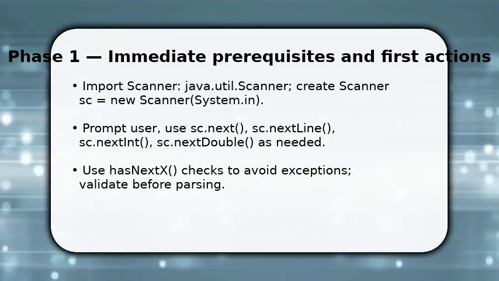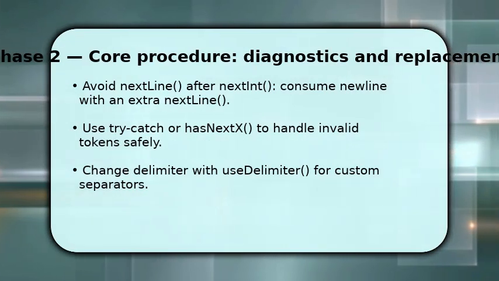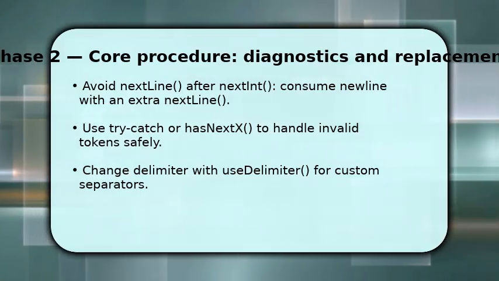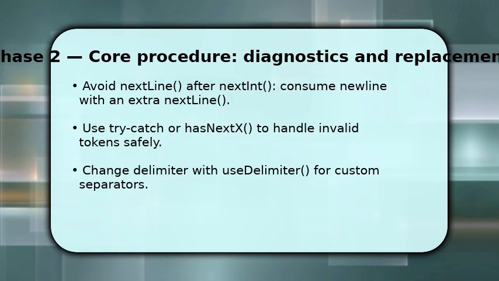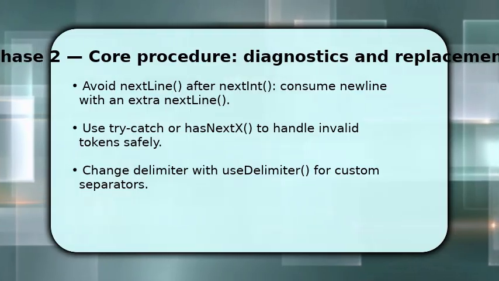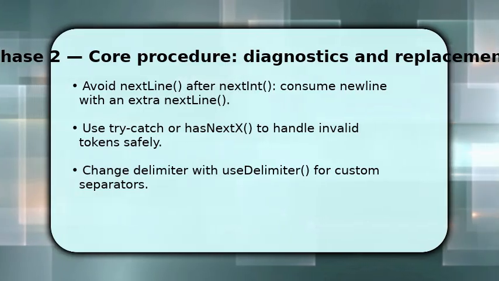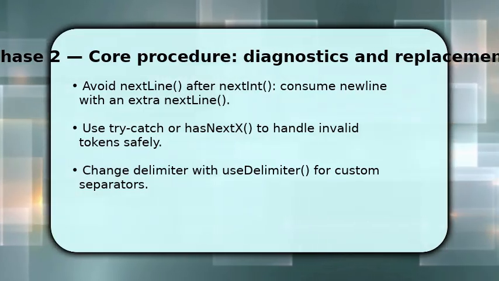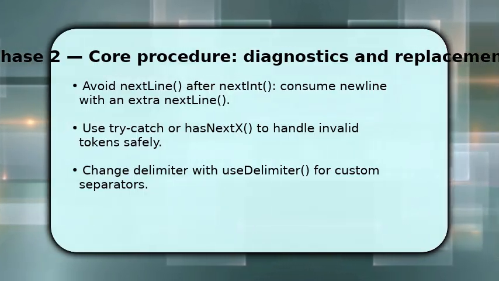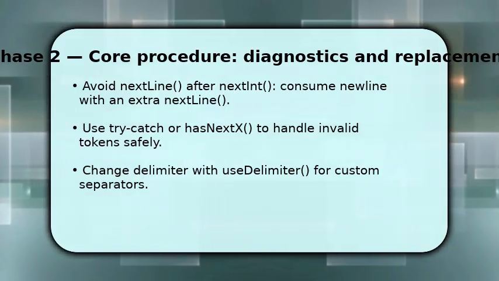Because clear prompts reduce parsing errors and make input flows predictable, you now handle the tricky middle steps, parsing and buffer management. When you mix nextInt or nextDouble with nextLine, consume the leftover newline by calling an extra nextLine, so subsequent reads behave as expected. Also, prefer hasNextInt or try-catch blocks to catch bad input and provide user feedback rather than crashing. If your input uses commas or pipes, set a custom delimiter with useDelimiter, so Scanner splits tokens correctly. These steps keep your input robust across varied user entries.